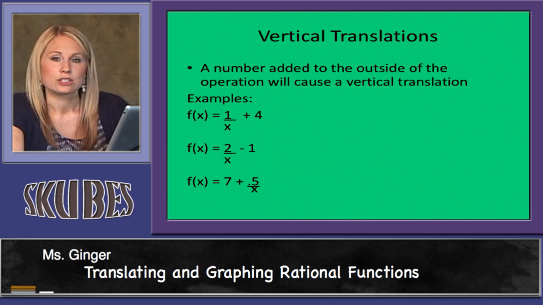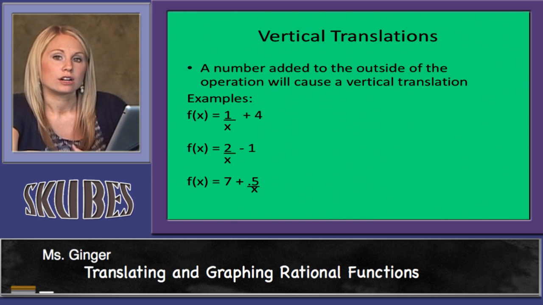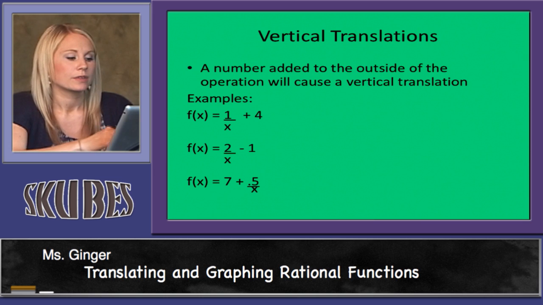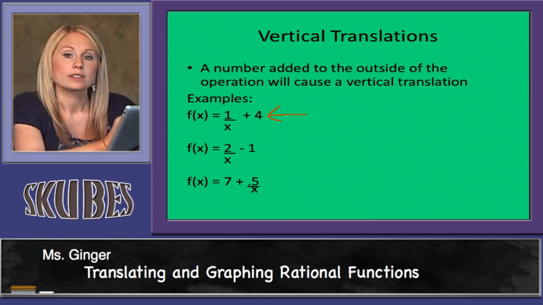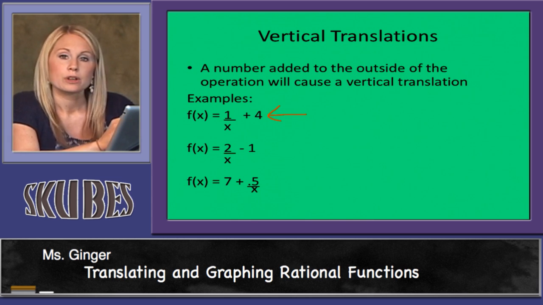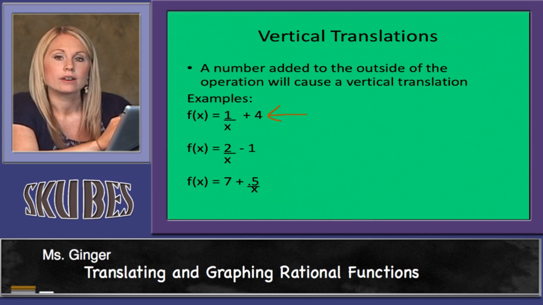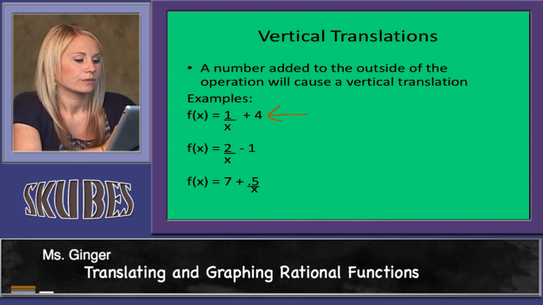A vertical translation, which is a translation in the y direction, moving up or down, is going to be caused by numbers that are added outside of our operation of 1 over x. So you can see some examples here. If you see something where you've got 1 over x plus 4, that would be a vertical translation. And you also want to note that a positive number there is going to move the graph up, whereas a negative is going to move it down.